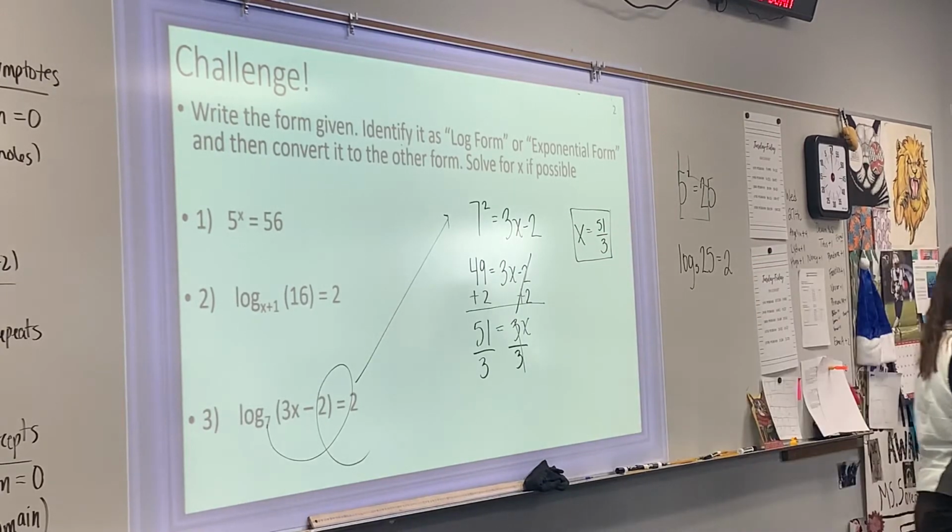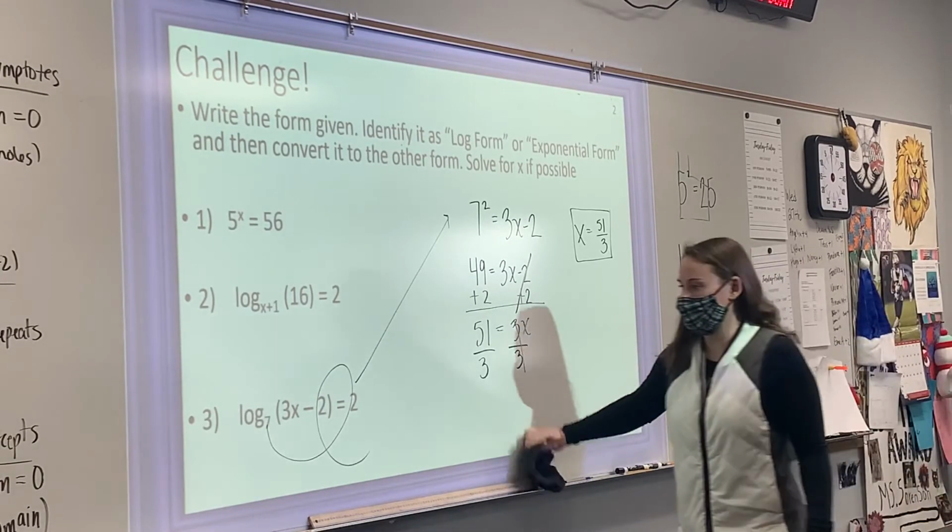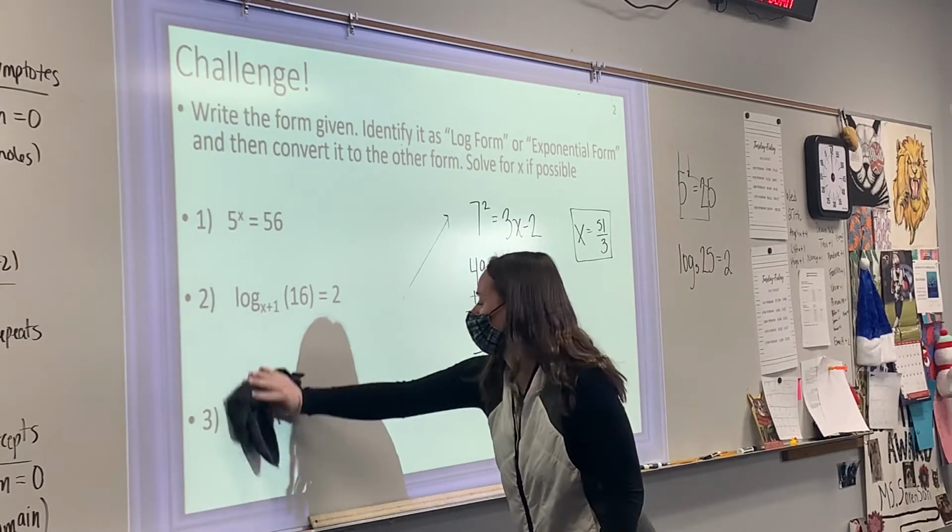Feeling it? Like I said, these are kind of more challenge problems than anything, but they're nice to see. We're going to cover more of this in pre-calc if you take pre-calc next year.